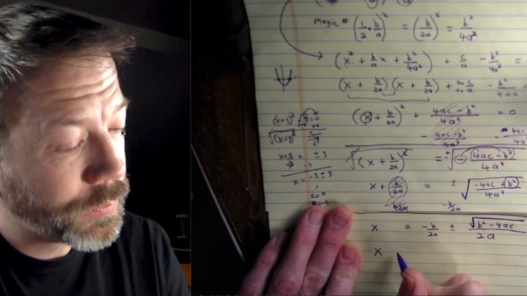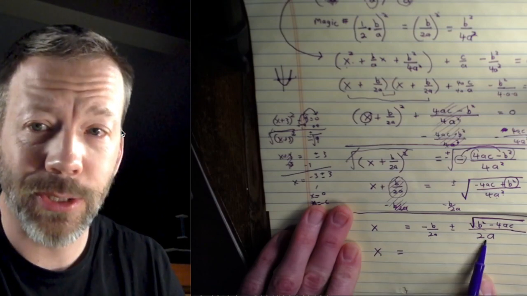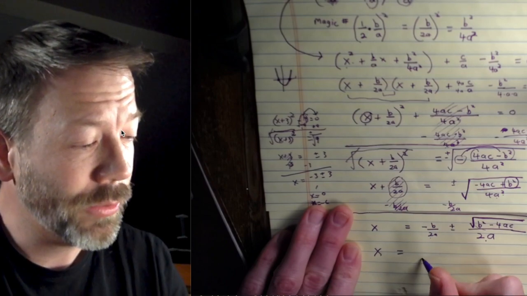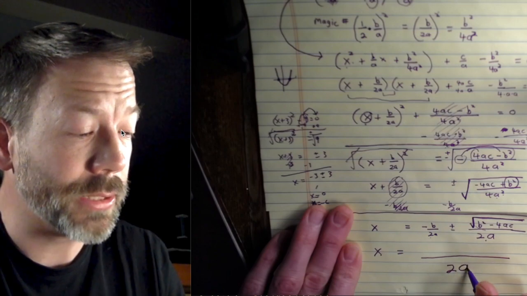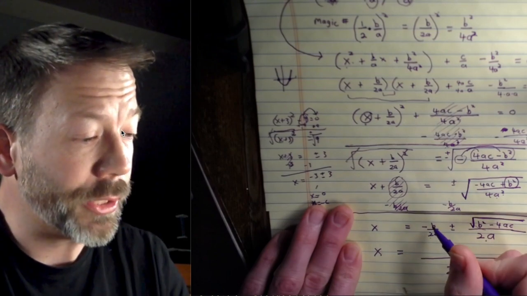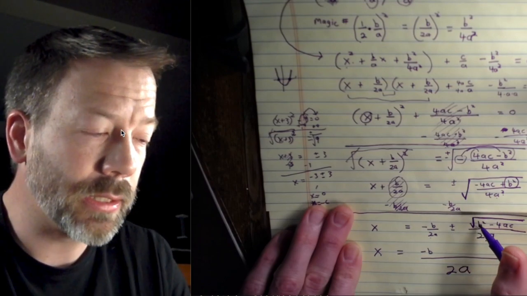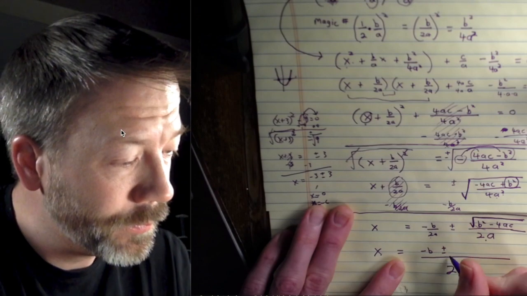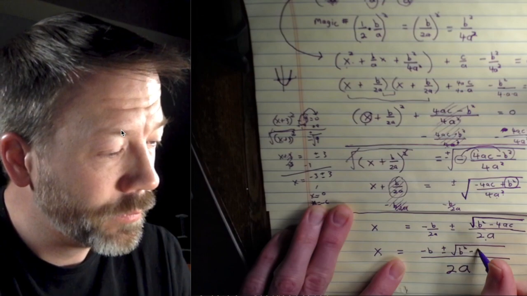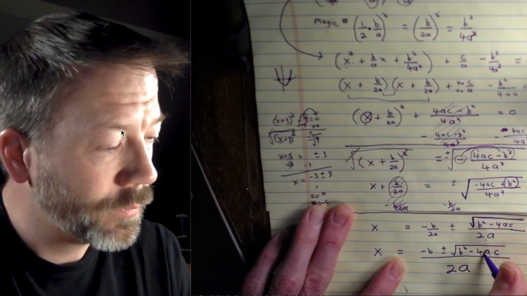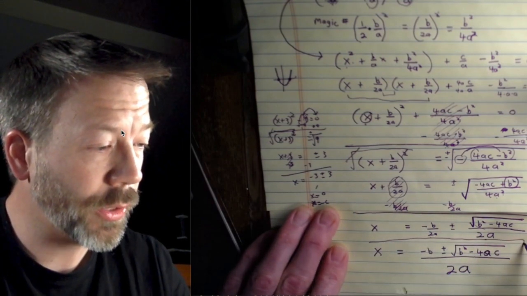Last, I want to add these two fractions together. They do have common denominators, so it's super simple to do it. When you add things with common denominators, that 2a and that 2a become the common denominator right here. And the numerators, the negative b, you just add or subtract to this square root right here. And sure enough, this has turned into the quadratic formula.